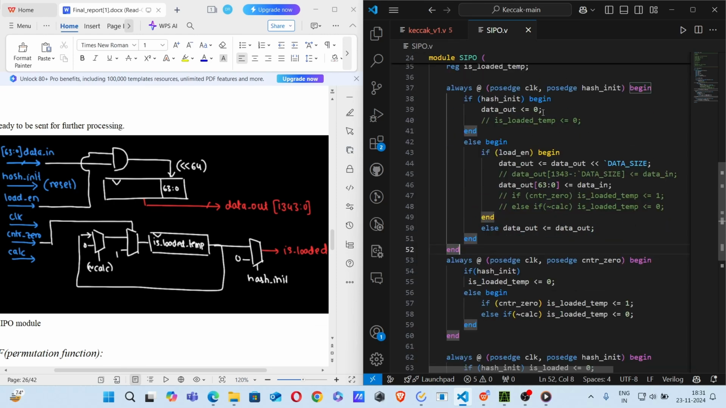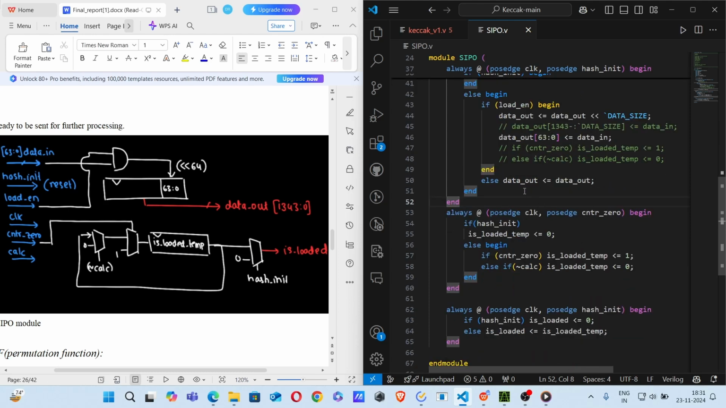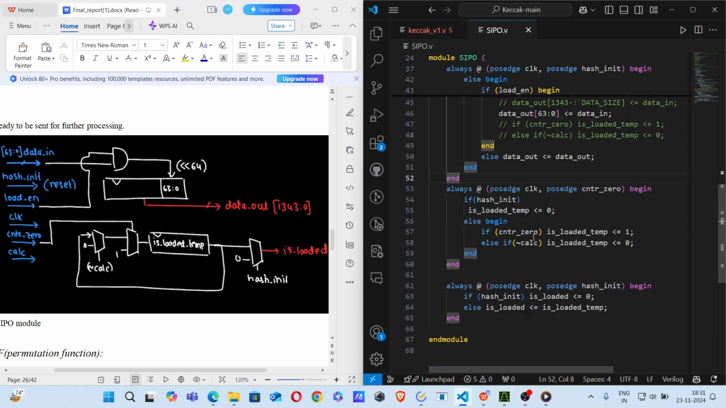Now, when we go to the first always block, upon resetting, which is hash in it, data out register goes to 0. If there is a load enable, then the data out left shifts by 64 bits to accommodate the new data which is going into the LSB. Otherwise, this remains the same.